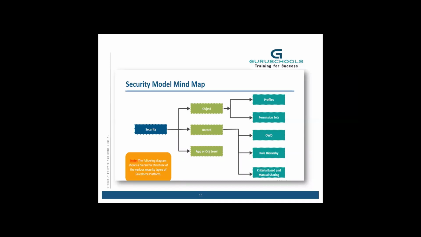Okay, sorry, role level hierarchy, criteria based on manual sharing, and owner based sharing. So all this security model we will be discussing in the class. So what will be the object level security?